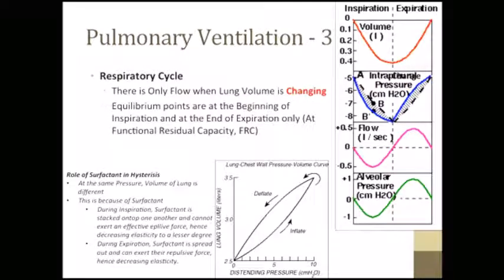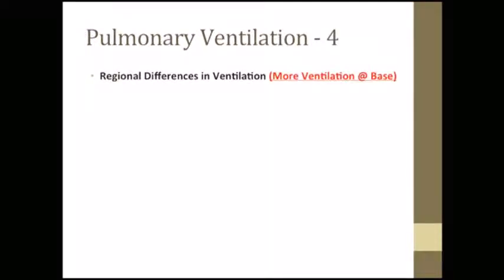So this is hysteresis. Basically, it's the concept that at a certain pressure, there are different volumes of the lung. And I won't be going through this, you can read it in your free time. It's basically due to the way surfactant is stacked and how it interacts. So, I'll be going through regional differences in ventilation.